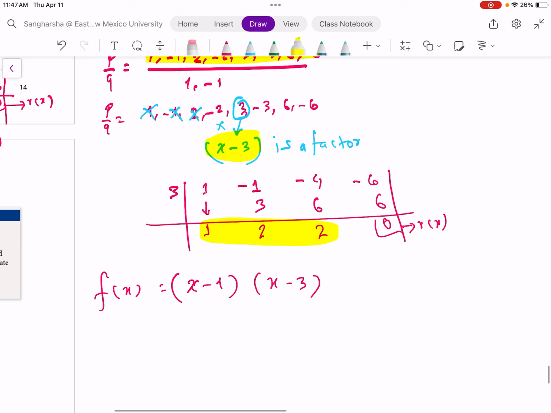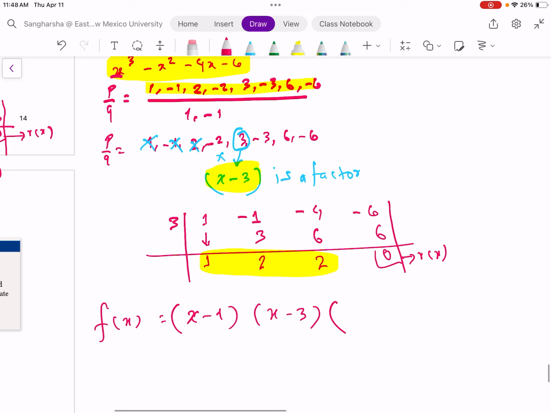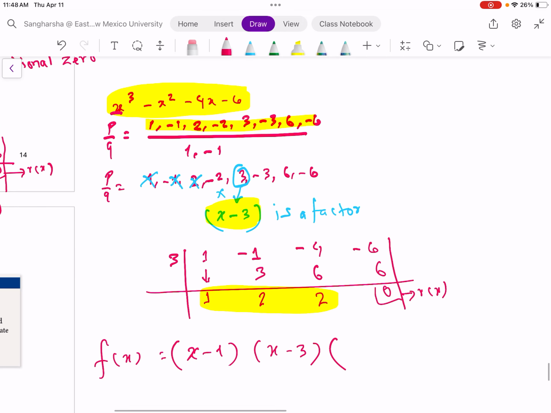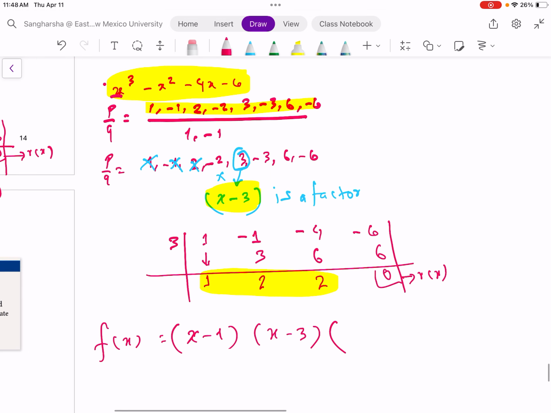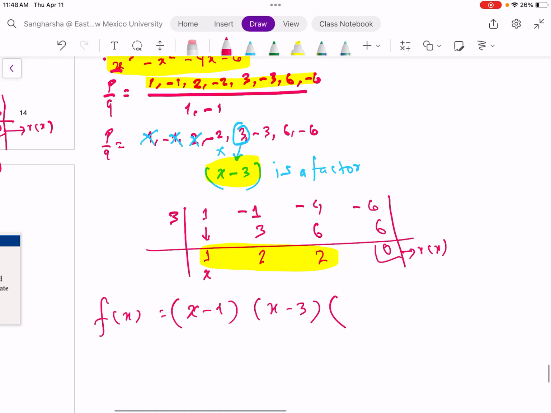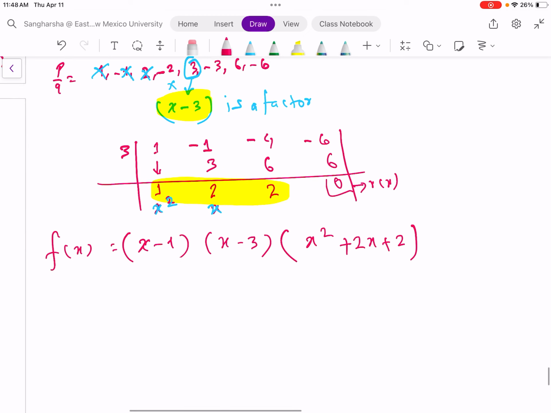And how do we write it? What should be the degree here? The degree of this expression is 3, so the quotient has degree 2. We're going to have the x squared term coefficient, the x term, and the constant. So this is x squared, this is x. We have x squared plus 2x plus 2.